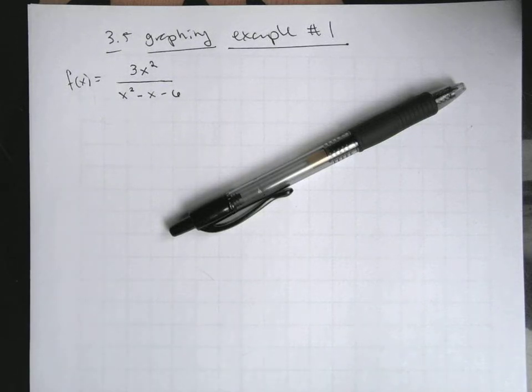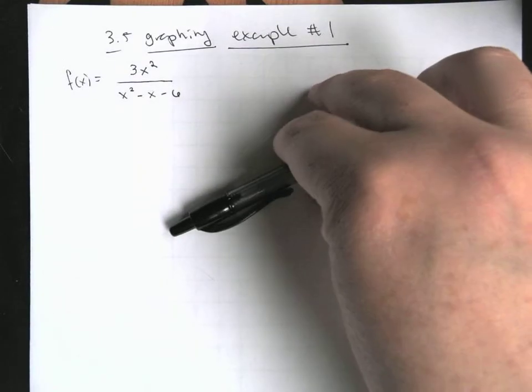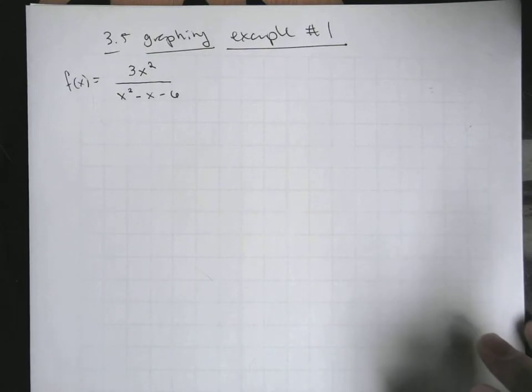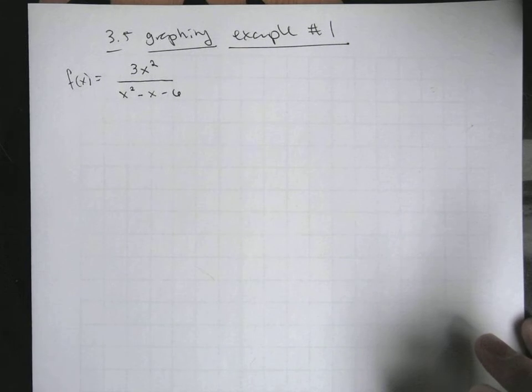All right, so we're here. Let's try to put all this stuff together and actually run through a graph for one of these rational functions. So do f of x is 3x squared over x squared minus x minus 6. We're just going to run through our strategy in order. A couple of these first things should go pretty quickly, and we're just going to run it all down.